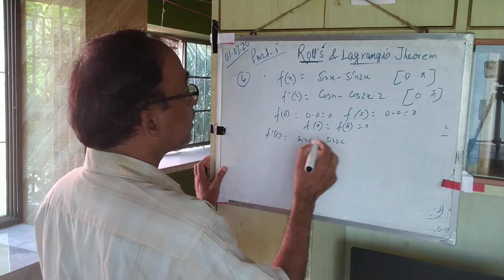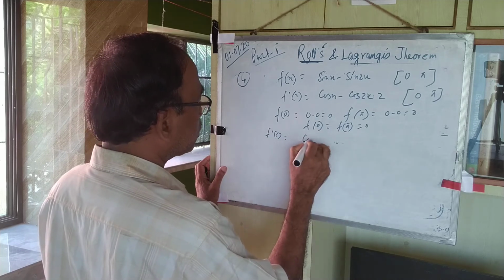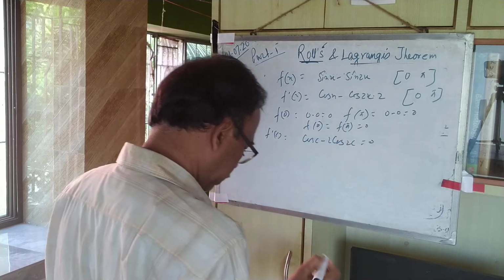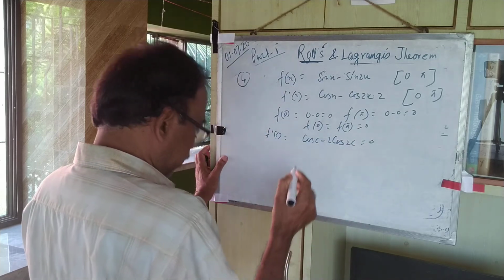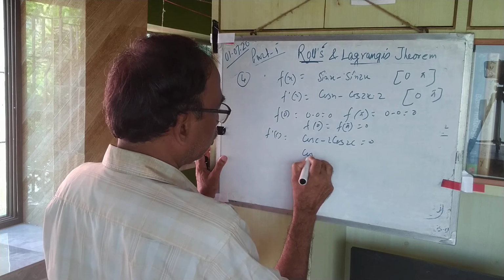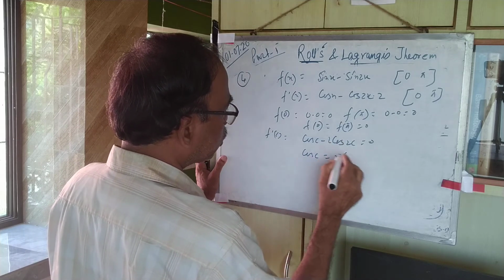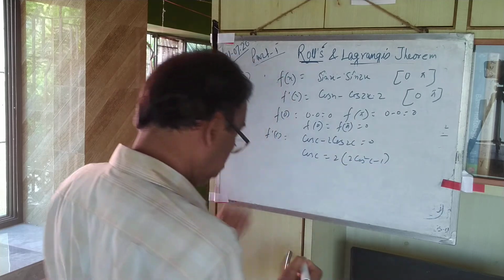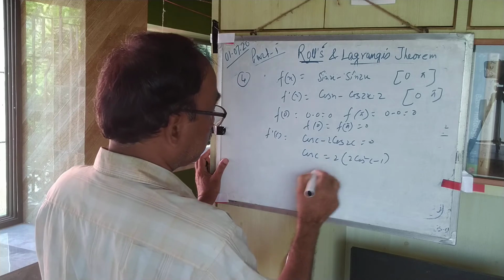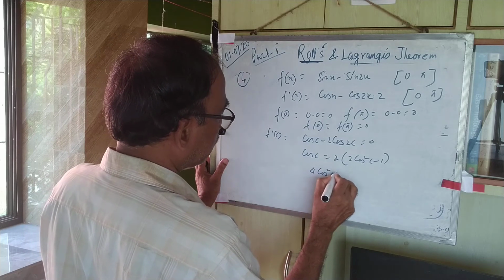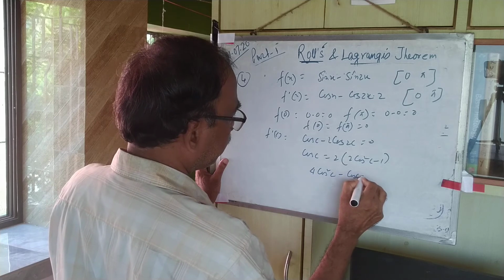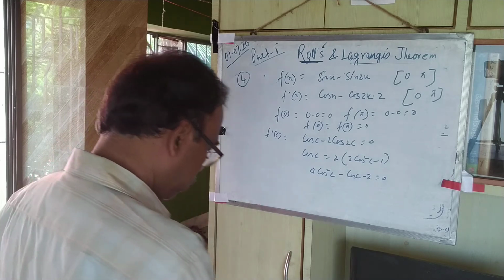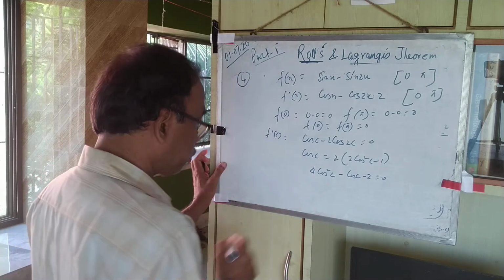f dash c is cos c minus 2 cos 2c equals 0. That is cos c equals 2 cos 2c. Cos 2c means 2 cos square c minus 1. That is cos c equals 4 cos square c minus 2, so 4 cos square c minus cos c minus 2 equals 0.